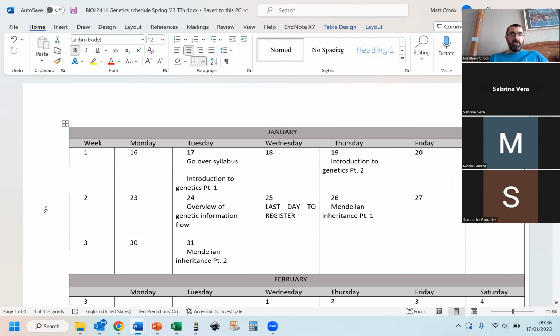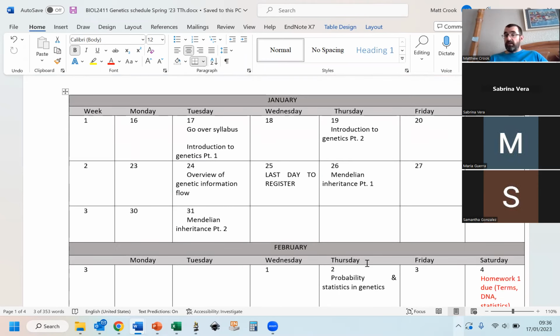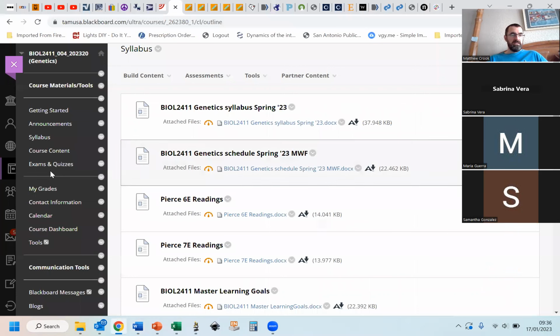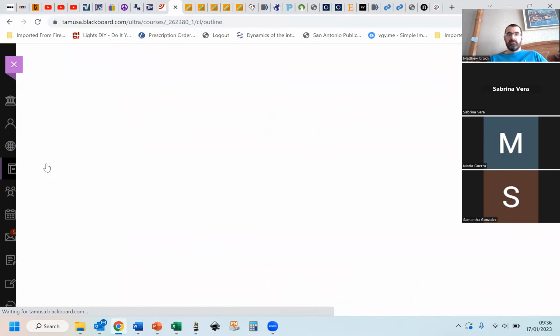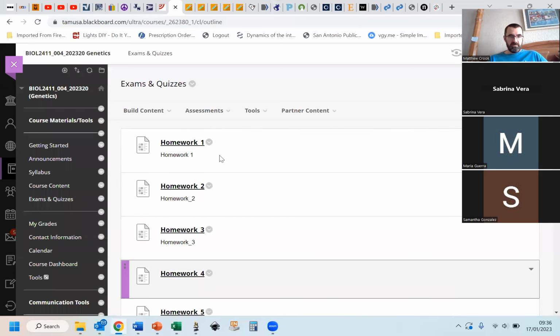So key points, right? Super important. Here, on Saturdays, are the deadlines for the homeworks. So these are things which you'll find here in exams and quizzes. Here you go, homework. Hope these are available.